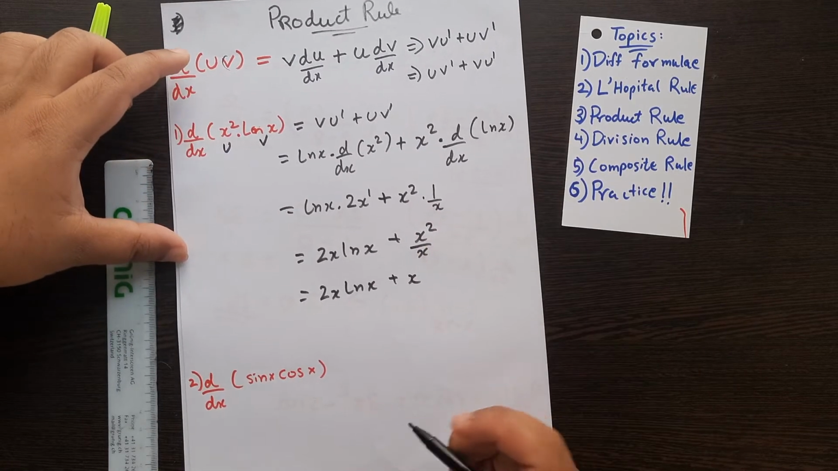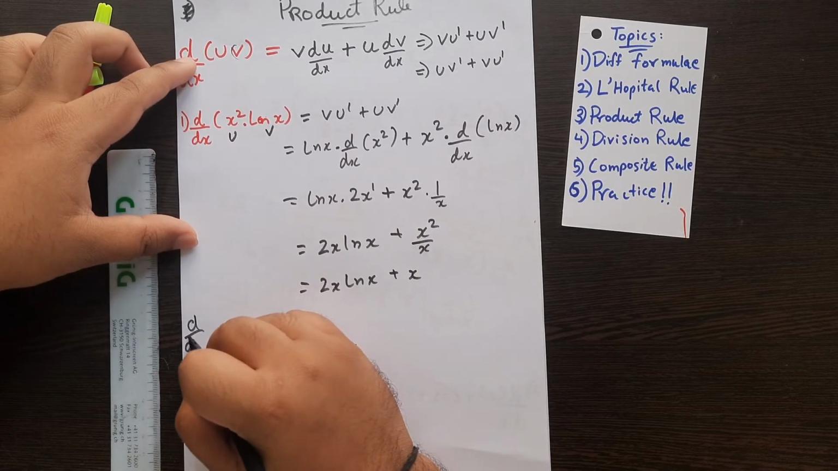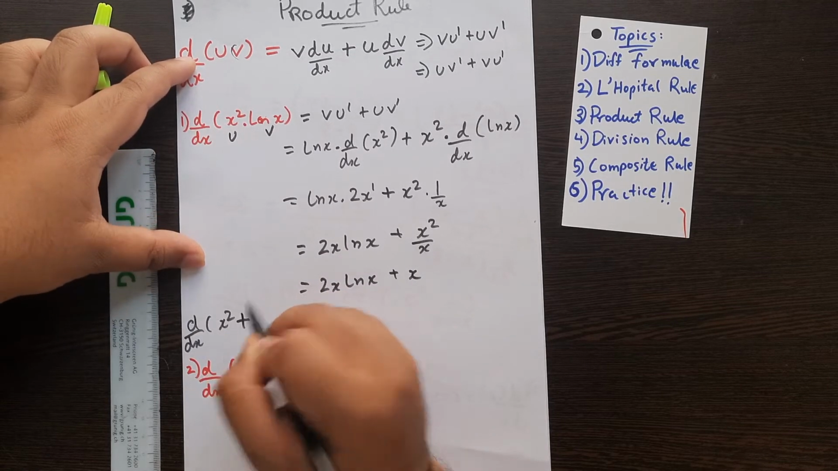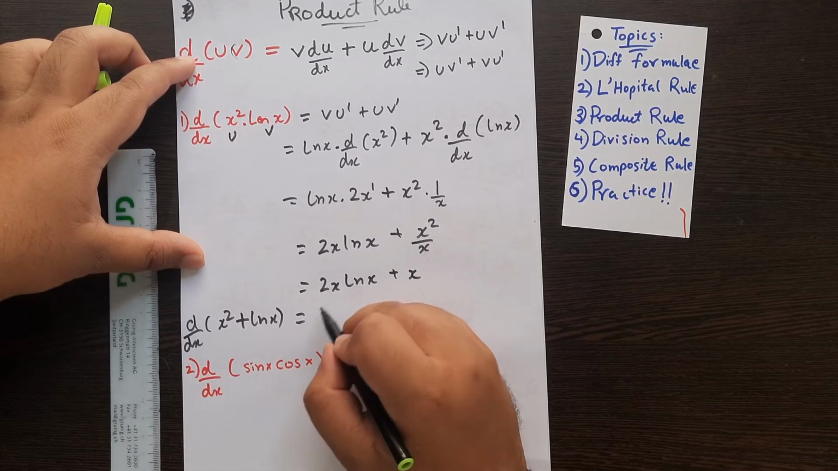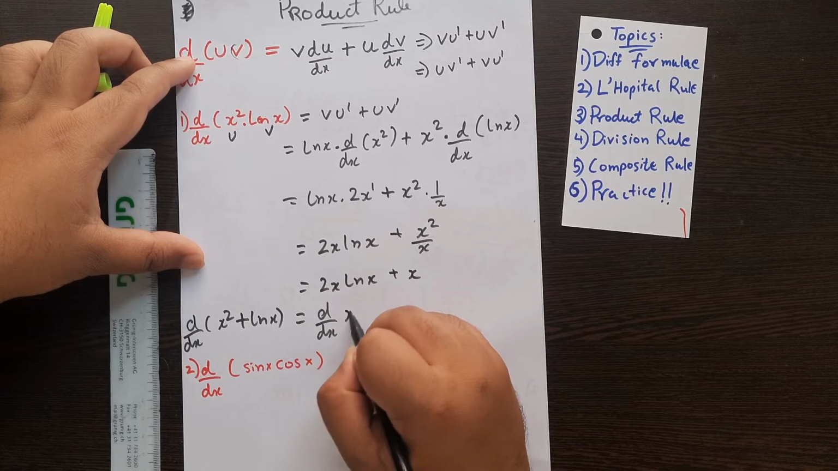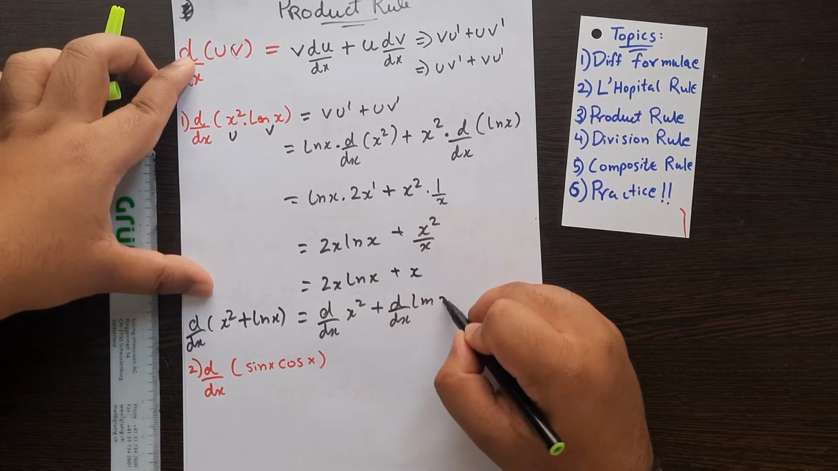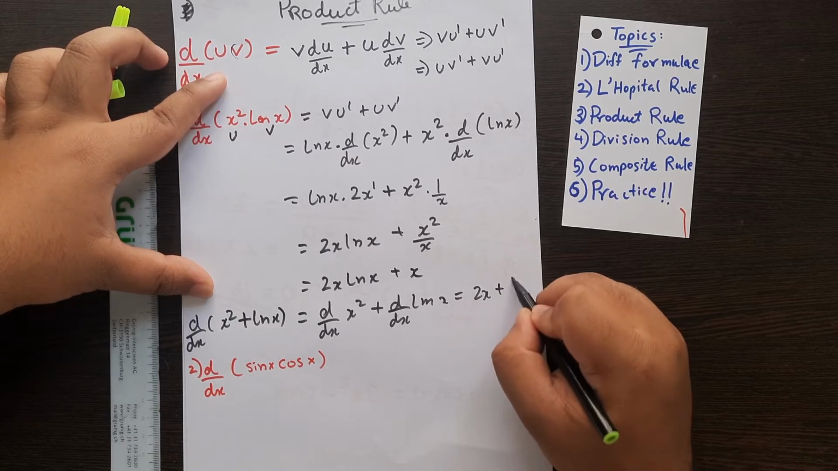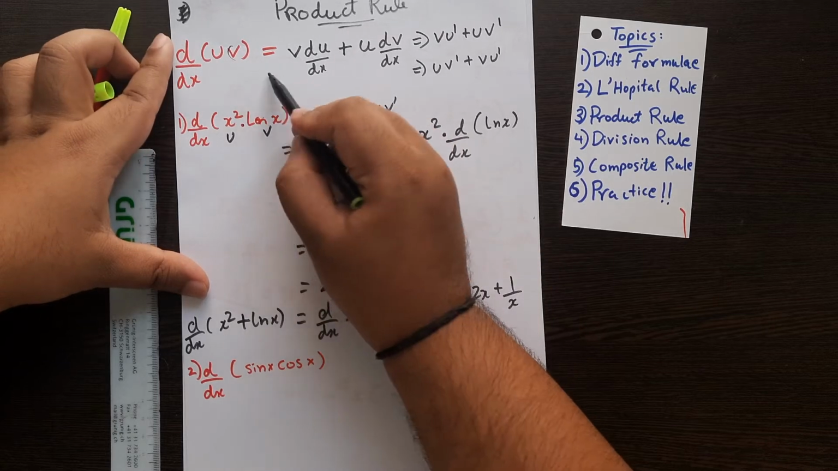Alright, so this is the product rule. Suppose the question was asked d by dx of x square plus ln x, then in this case we can just split these terms as d by dx of x square plus d by dx of ln x, which will be nothing but 2x plus 1 by x. Alright, but the question asks us for a product, that's why we use the product rule.